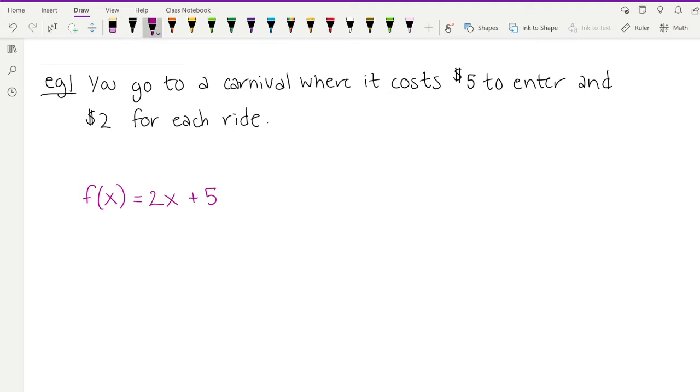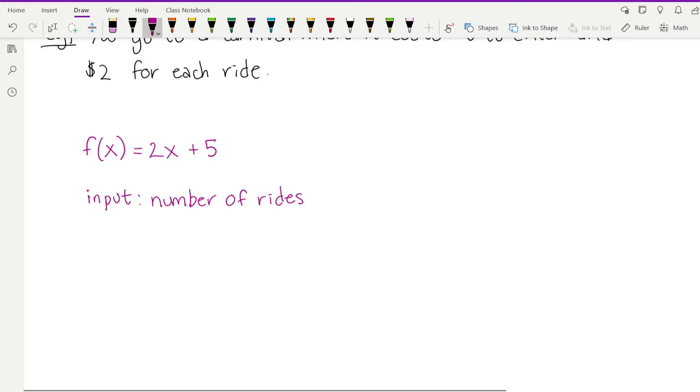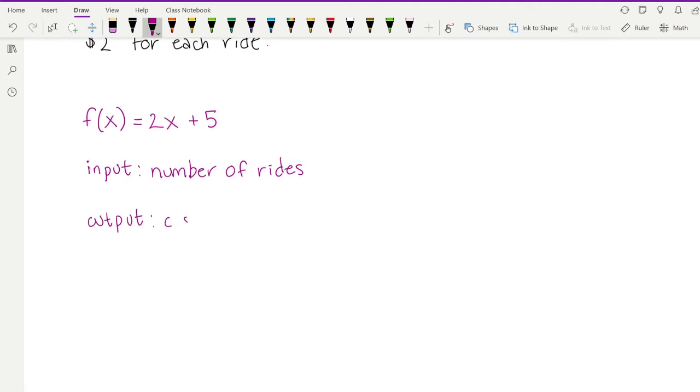So what do the input and the output represent in this example? Well, the input represents the number of rides. Right? For example, if you go on 3 rides, you would plug in x is equal to 3. And then what does the output represent? Well, the output represents the total cost. Maybe I'll say total cost.